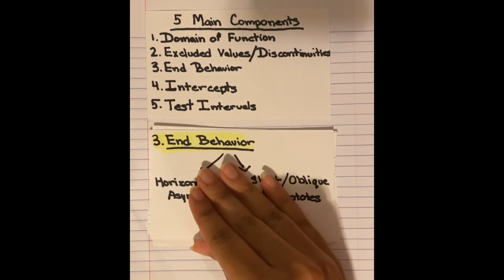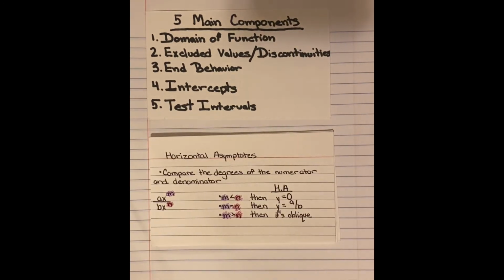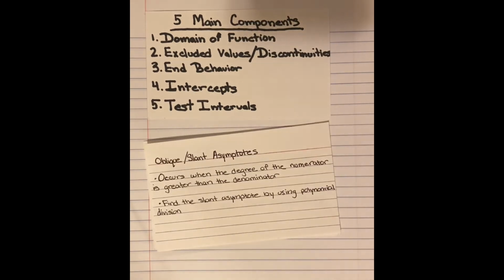So the first one we're going to want to take a look at is our horizontal asymptotes. So to find those, we compare the degrees of the numerator and the denominator. But in this case, we can see that when our degree of the numerator is larger than the degree of the denominator, that's going to leave us with an oblique, also known as a slant asymptote. So this occurs when the degree of the numerator, again, is greater than the denominator. And to find this slant asymptote, we're going to use polynomial division, which I have another video on.